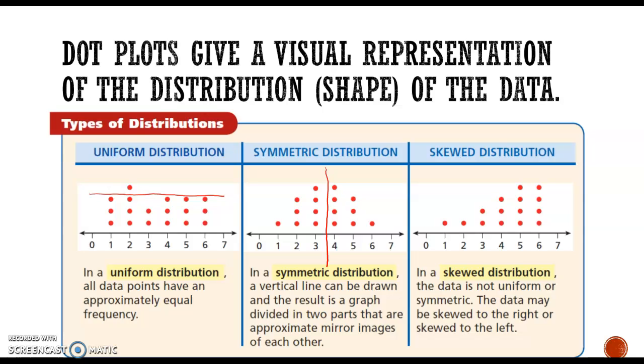And then the third type is a skewed distribution. And so this is where the data is not uniform or it's not symmetric. It's going to be skewed one way or the other. Now, in this one, we would say this skewed distribution is skewed left because the tail or the shorter stack or the shorter part of the graph is going off to the left-hand side. So we would say that this one is skewed left. Now, if the tail were on this side of the graph, we would say it's skewed to the right.